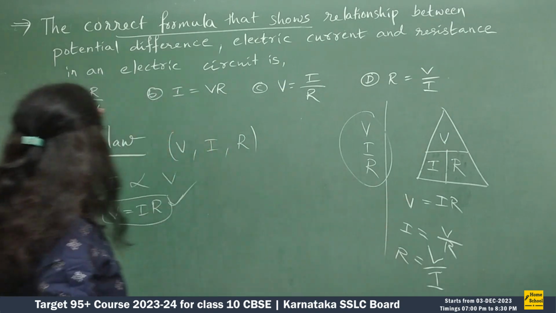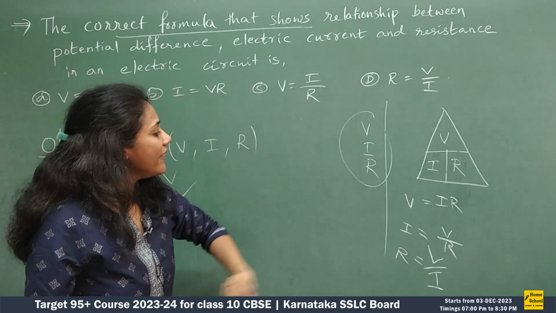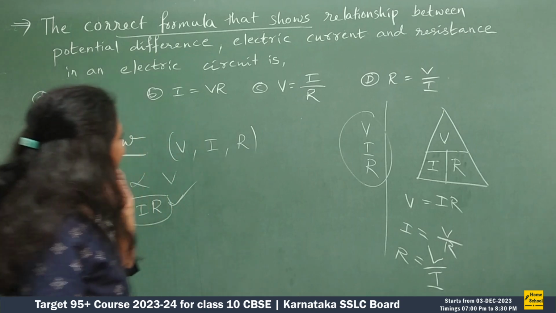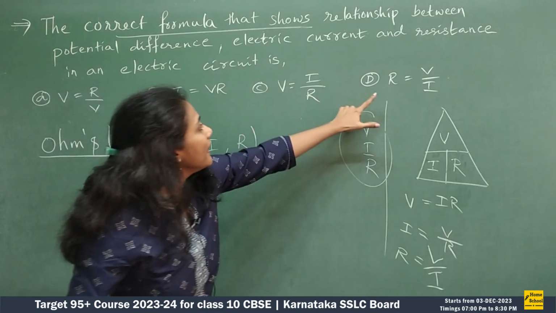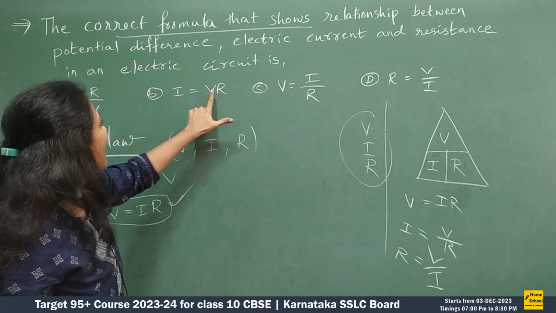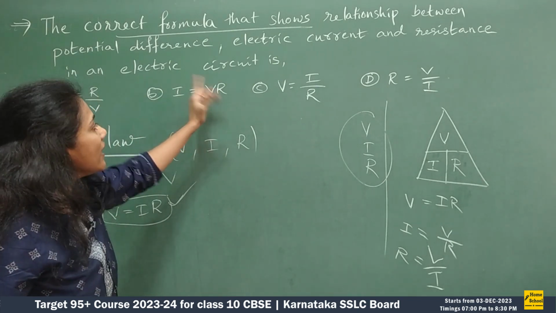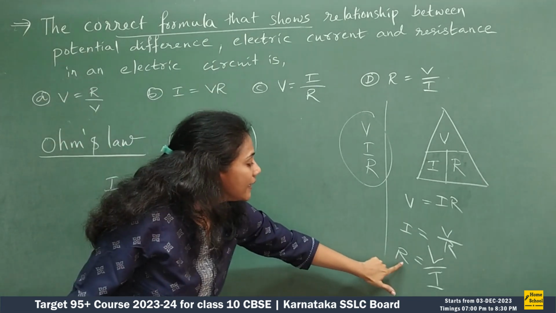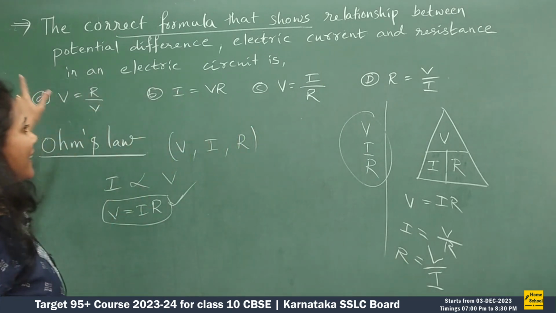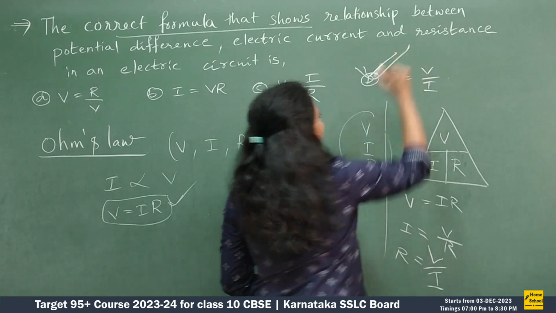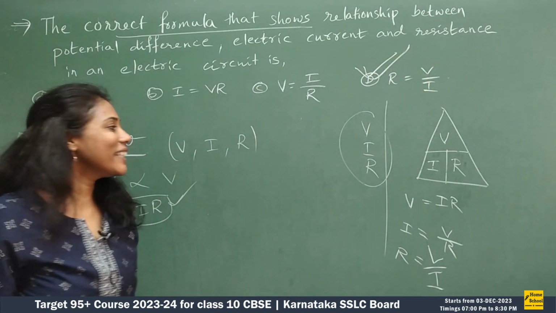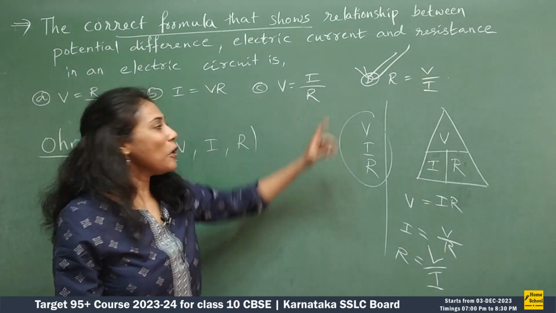V is equal to IR form is not there, leave it. I is equal to V by R, is it there? It should be V by R, but here it is VR, so it's wrong. Now R is equal to V by I, is it there? R is equal to V by I, then this is the correct option. See how quickly, how easily we got the option.